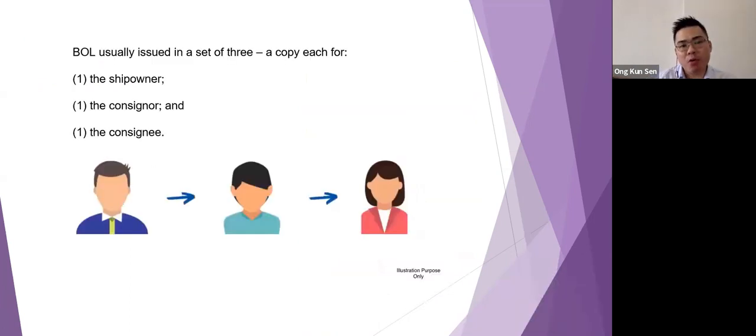Okay, bill of lading. It may come as a surprise, but a bill of lading is usually issued in a set of three in industry practice, meaning an identical copy of the BOL is issued in three sets. When the ship owner issues the BOL, the ship owner will definitely retain a copy for himself or herself. And then one copy will be given to the consignor, who is the seller.